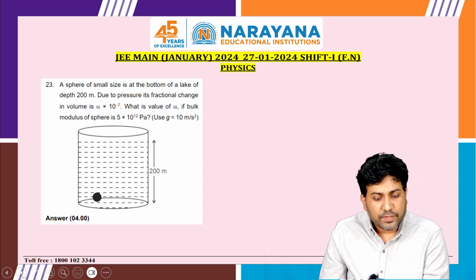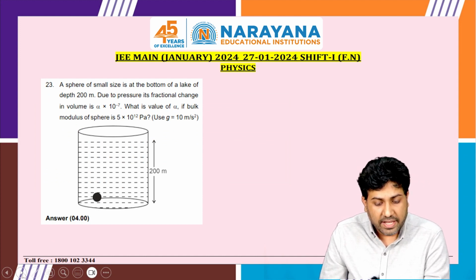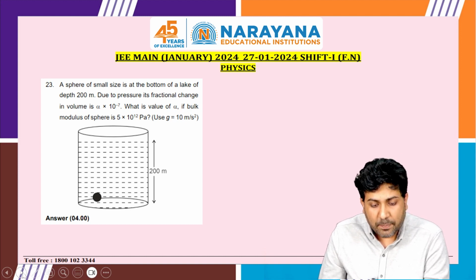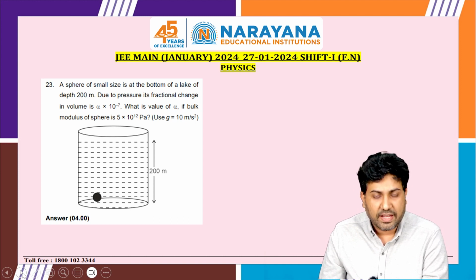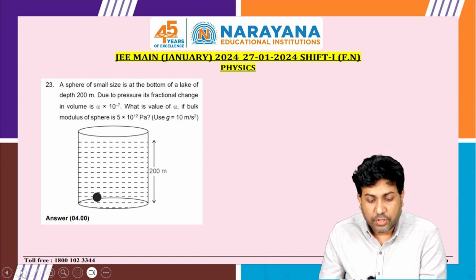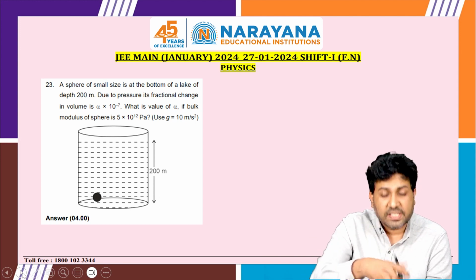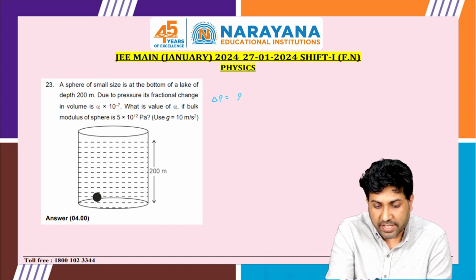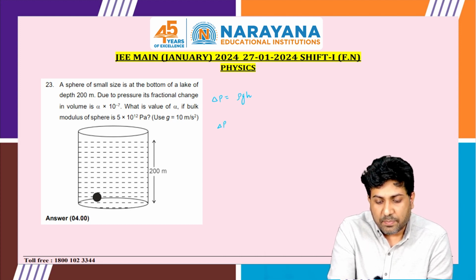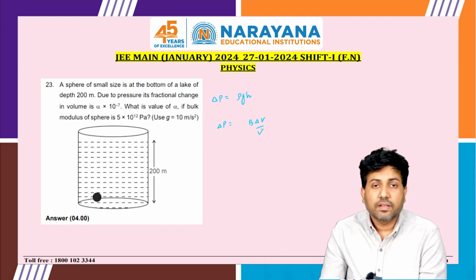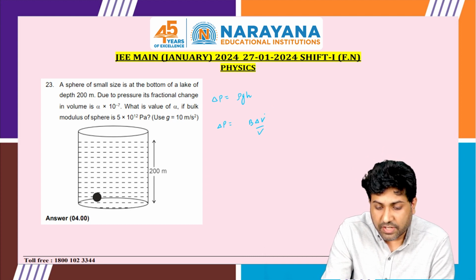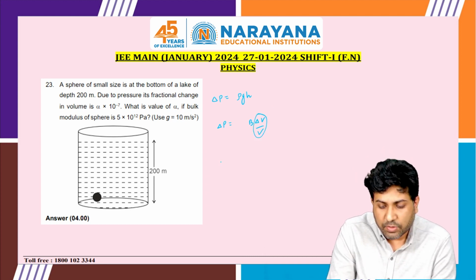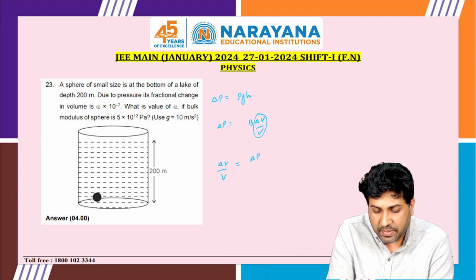What is given here? A small sphere is at the bottom of a lake. The depth of the lake is given to us as 200 meters. They are asking what is the fractional change in volume due to the pressure that has been applied. You know the excess pressure delta P is equal to rho gh, and I also know delta P is equal to, magnitude wise, B delta V by V. They are asking the fractional change in volume, that means they are asking delta V by V. So delta V by V is nothing but delta P by B.